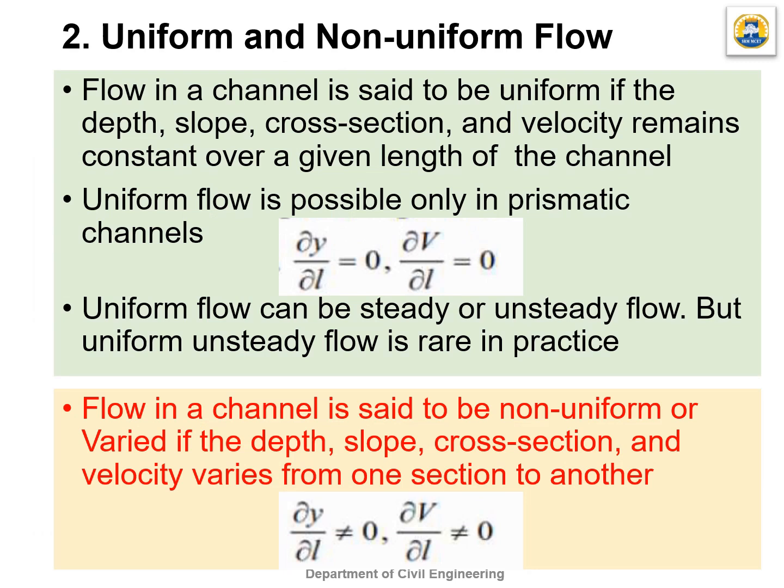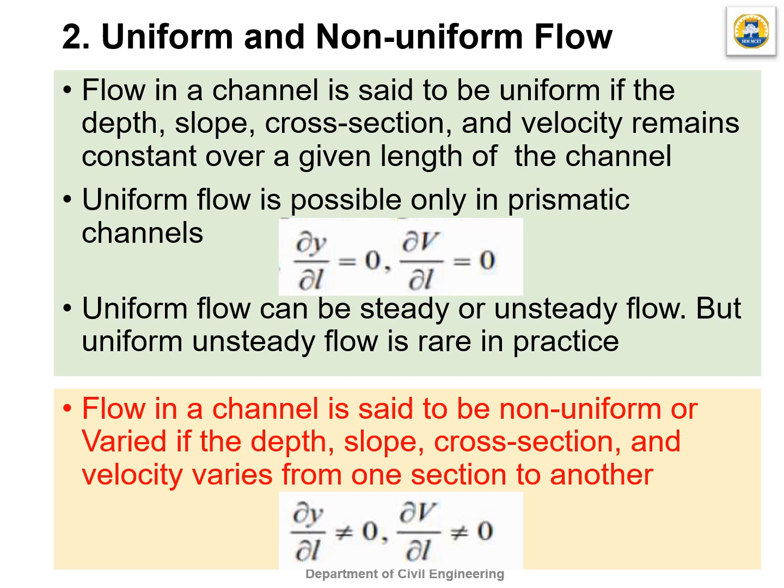For the classification of uniform and non-uniform flow, the flow is described with respect to the length of the channel. A flow in a channel is said to be uniform if the depth, slope, cross-section and velocity remain constant over a given length of the channel, and uniform flow is possible only in prismatic channels. Uniform flow can be steady or unsteady, but uniform unsteady flow is rare in a real world situation.